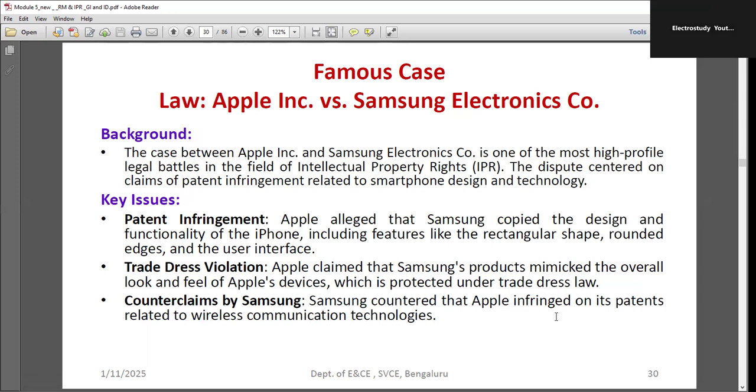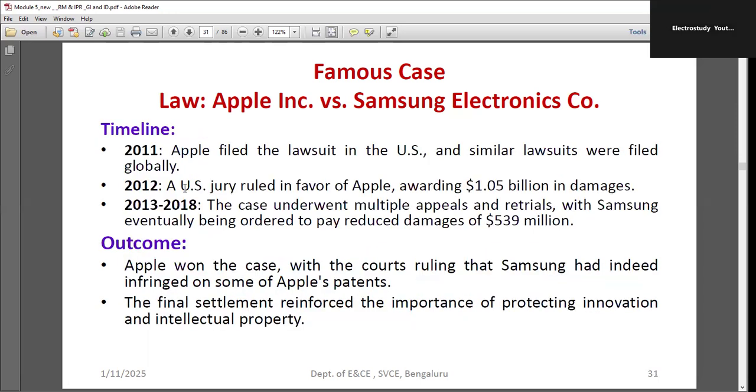Then counterclaims by Samsung. Samsung countered that Apple infringed on its patent related to wireless communication technology. Both are disputes. So the timeline: these conflicts arose in 2011, 2012, and 2013 to 2018. Samsung was eventually ordered to pay reduced damages of $539 million.